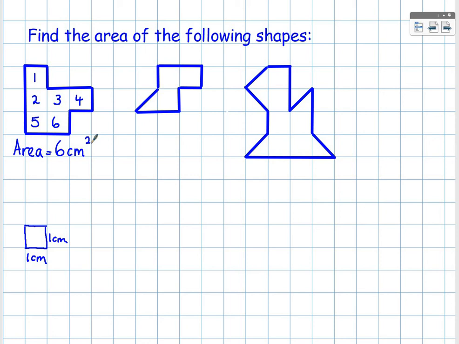Moving on to the second shape, you might have noticed that we've got half a square included inside this shape here. So half a square would just represent half a centimetre squared in terms of the area. Counting the whole squares first of all, we've got 1, 2, 3 and that extra half a square here. So the area of this shape would be 3.5, or 3.5, I know some of you would prefer, centimetres squared.